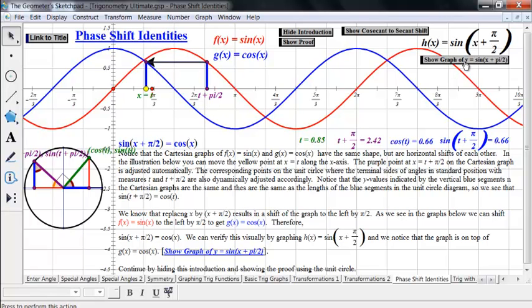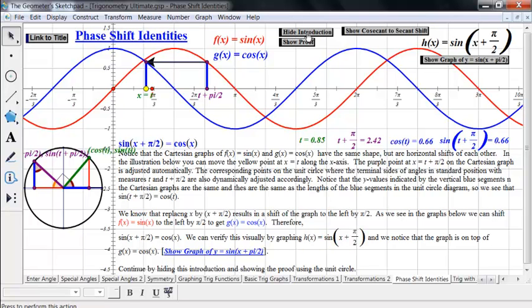So if I graph this, look what happens. Notice that it is right on top of the cosine graph. So in fact, these really are phase shifts, and so we can see it that way. Now that's basically what all this text down here is saying.